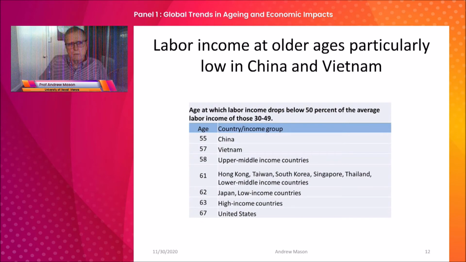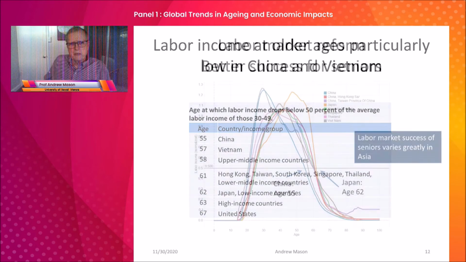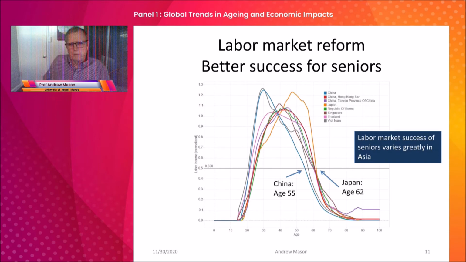So, please go back to the previous slide. Thank you. Now, if we compare that with Japan, you can see that it is much older, age 62, before we reach that 50% point. Okay, now please go to the next slide.